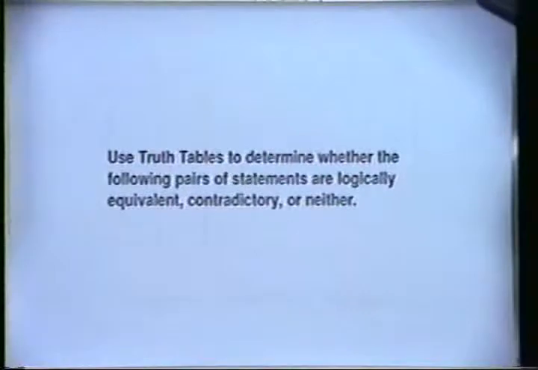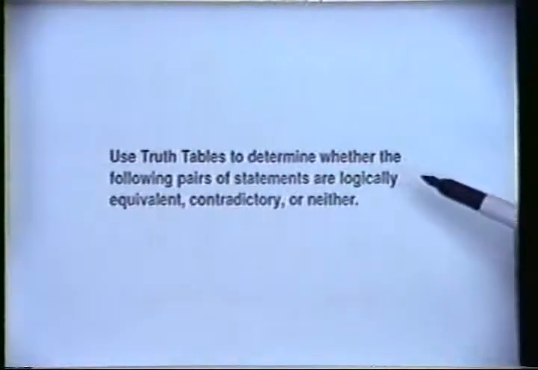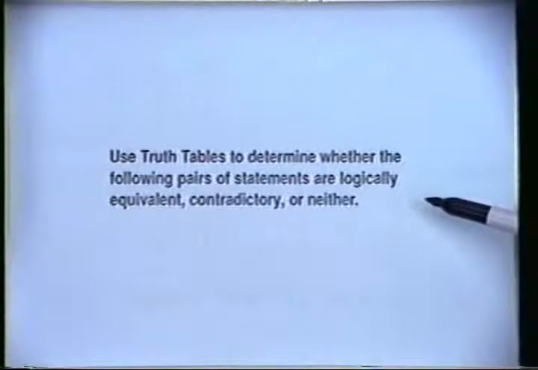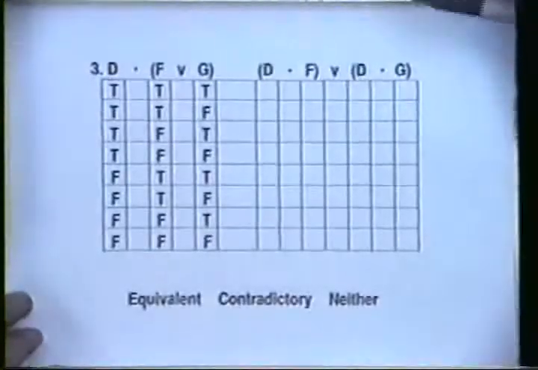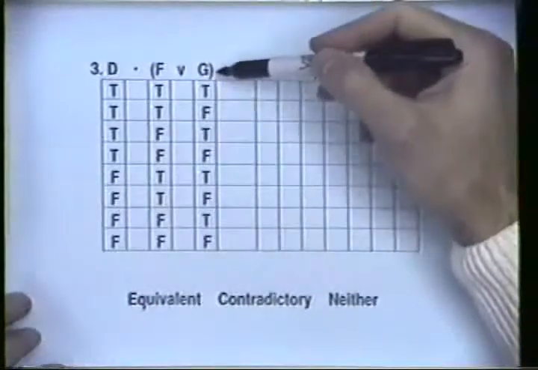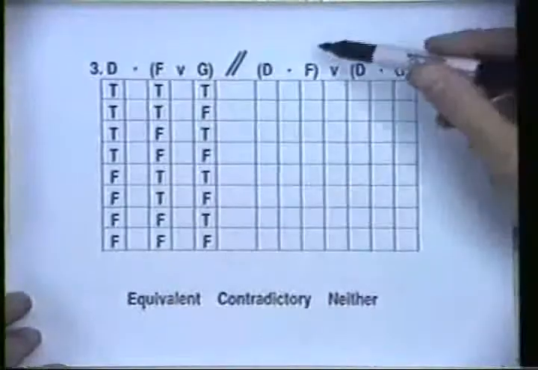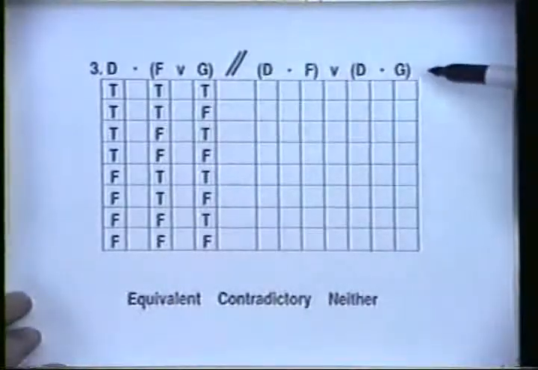Okay, now we're going to move on and do something slightly different. We're going to apply this method to the question whether a pair of sentences is either logically equivalent, contradictory, or neither of those. And here's our first. We've got two sentences: D and F or G, and then I'll just put a little break sign here. And the other sentence is D and F or D and G.